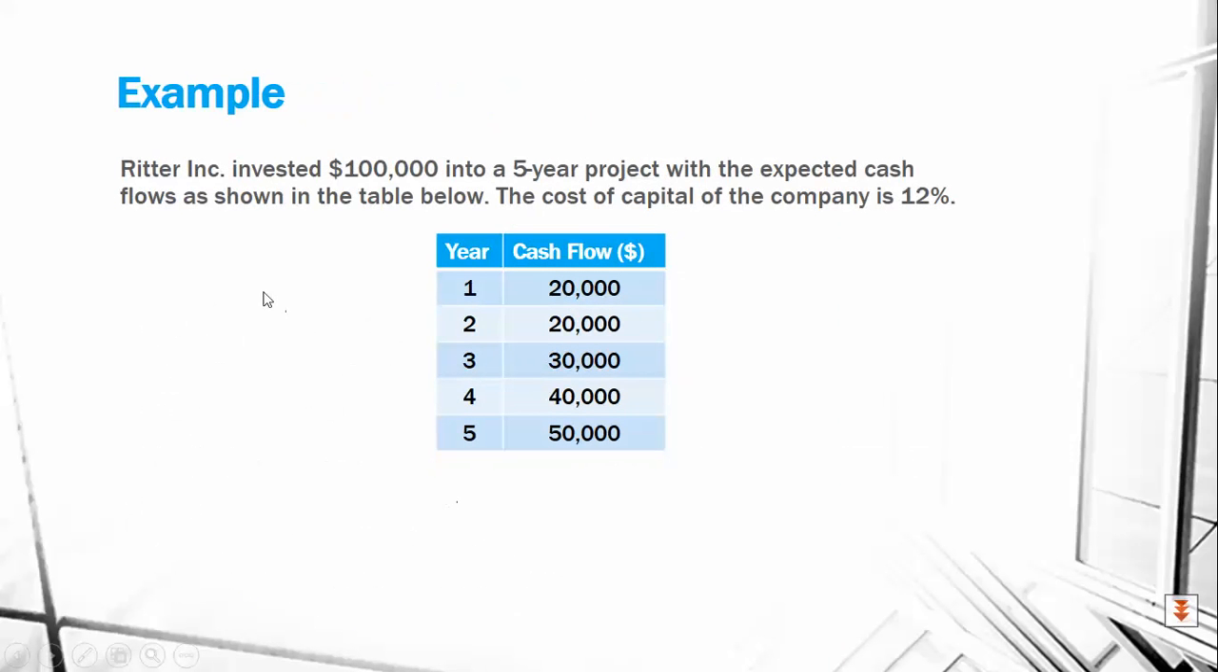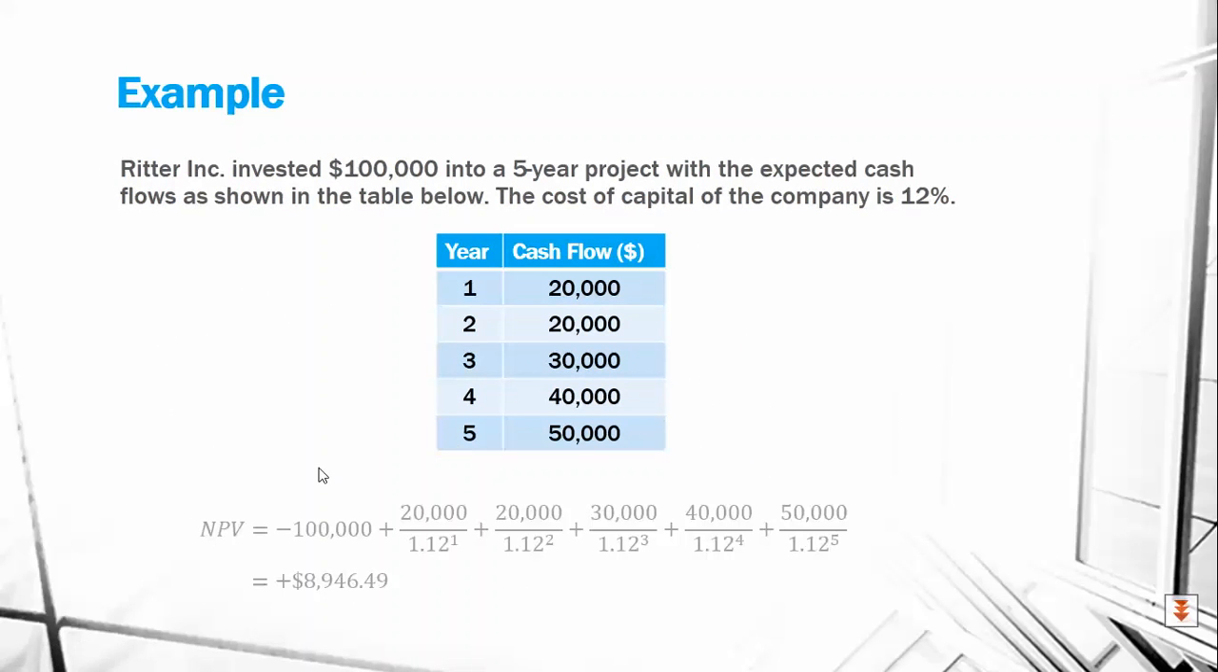For example, if Rita invested $100,000 into a 5-year project with the expected cash flows as shown in the table below, the cost of capital of the company is 12%. To get the NPV, we will have to discount all the cash flows at the current cost of capital, 12%, and then we will need to less the initial cash outlay.